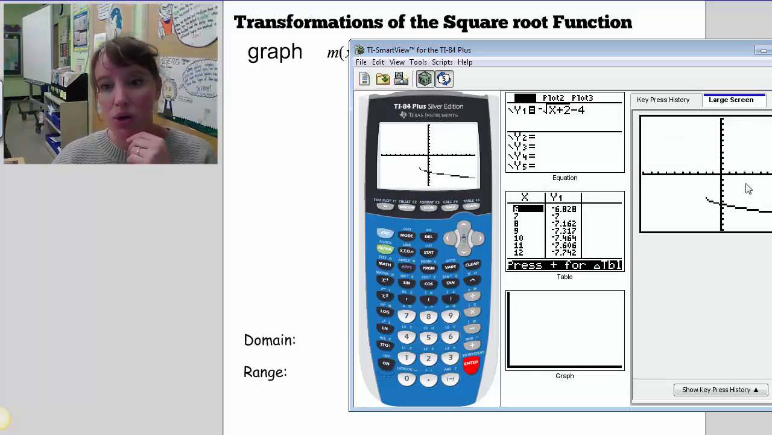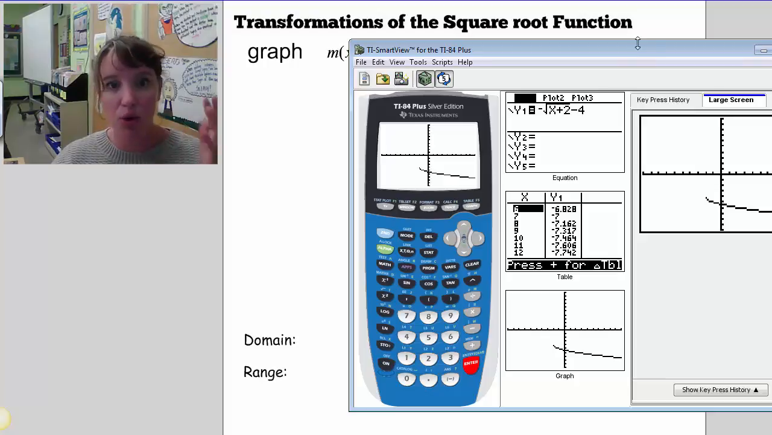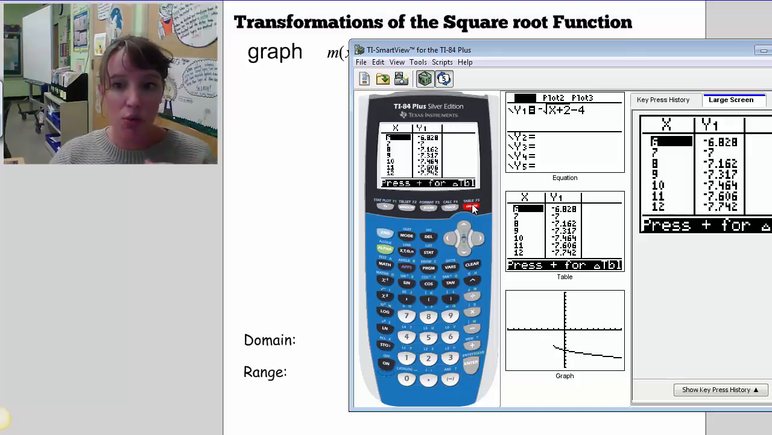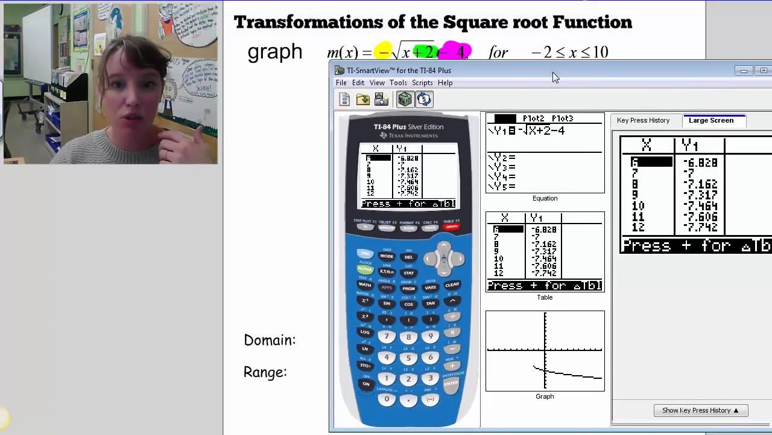There we go. So originally it was like this. It was shifted left, then reflected down, and then shifted down like that. So the order of operations was left, reflection, and then down. Let's go ahead and look at the table here. So we're going between, let's see, -2 and 10.